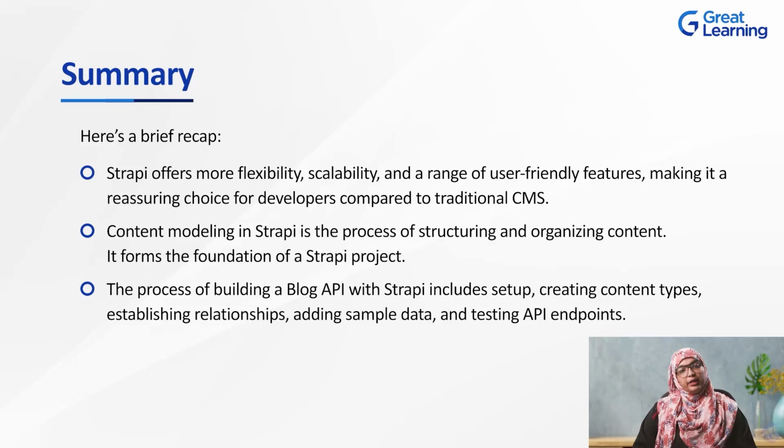We also saw the process of building your blog API, wherein we went through the setup and then creating your content types and then establishing relationships. We discussed one-to-one, one-to-many, and many-to-many, and also adding sample data as well as testing your API endpoints with the help of Postman. By following these steps, you will have a fully functional blog API with Strapi, complete with CRUD operations, authors, categories, and comments management. You can further extend the functionality by customizing the API and deploying it to a production environment. For more detailed information, refer to the Strapi documentation.